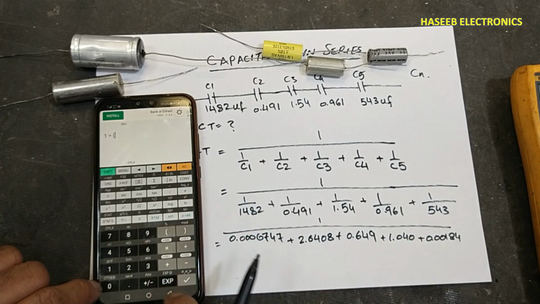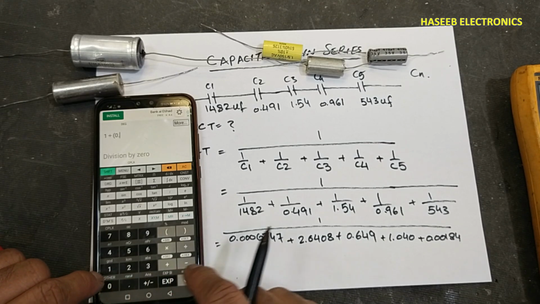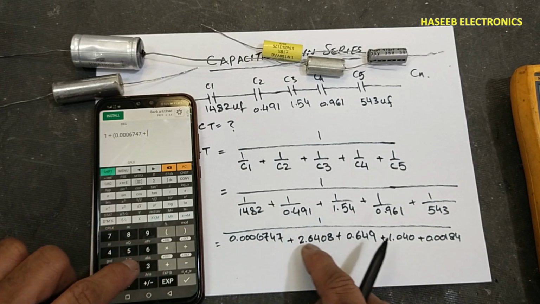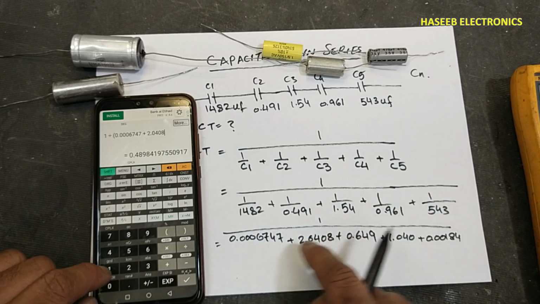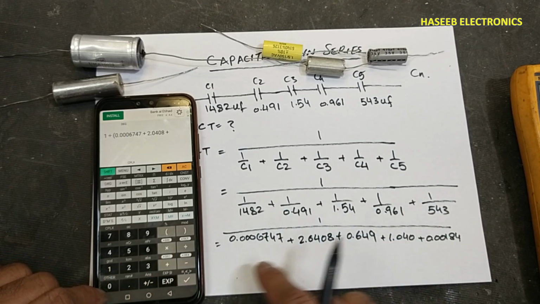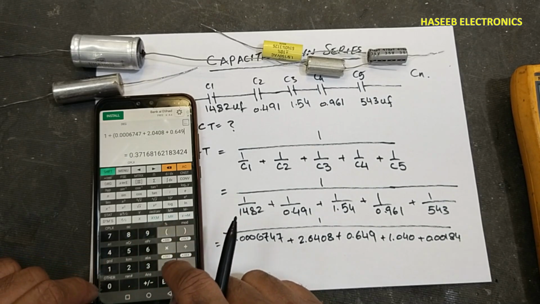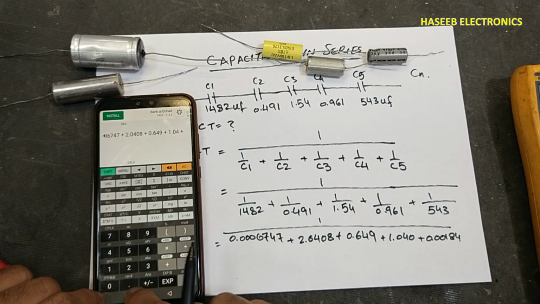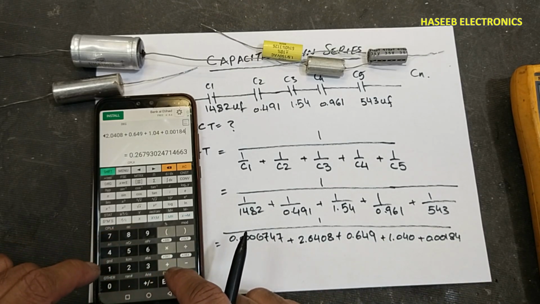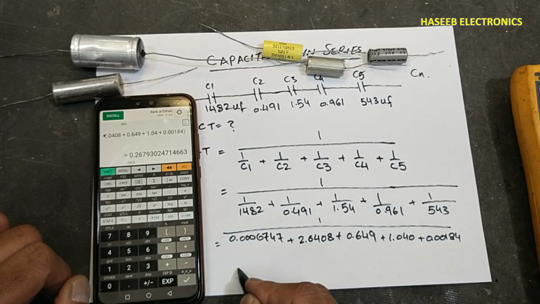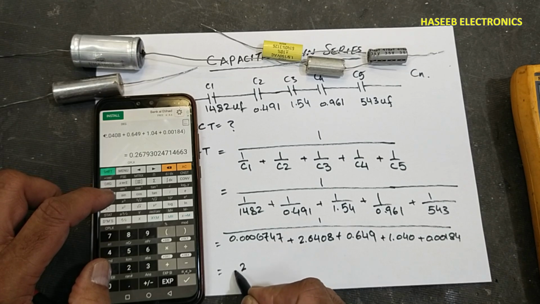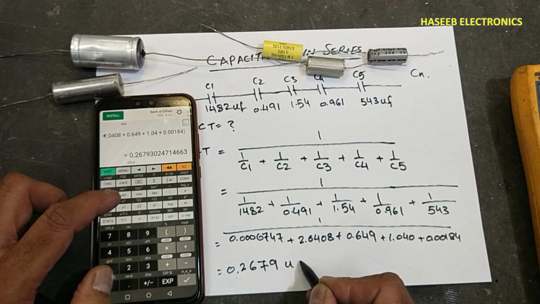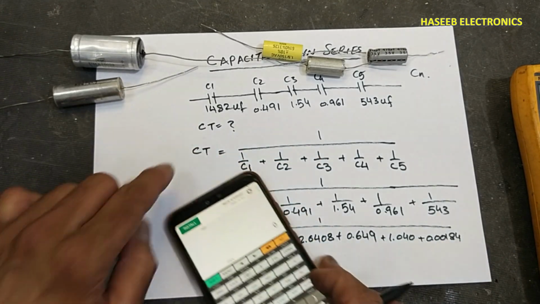1 divided by 0.0006747 plus 0.408 plus 0.649 plus 1.04 plus 0.00184. It is 0.2679 microfarad.